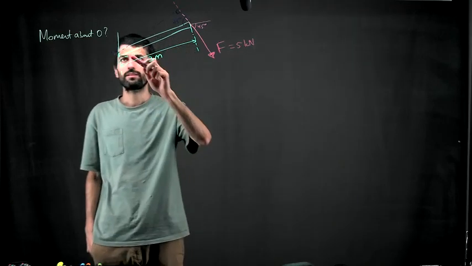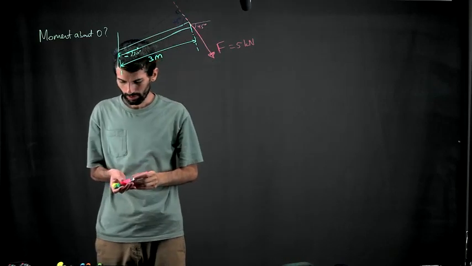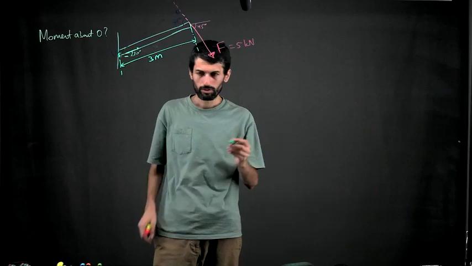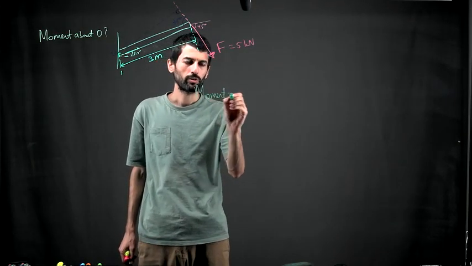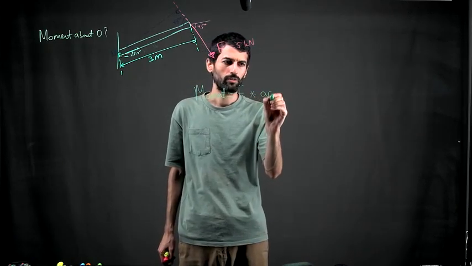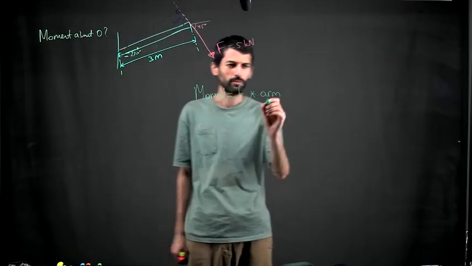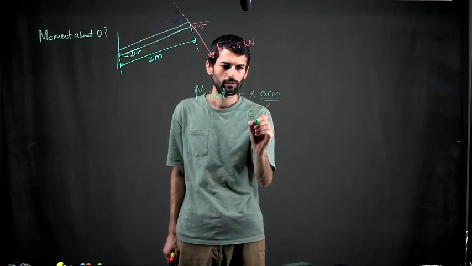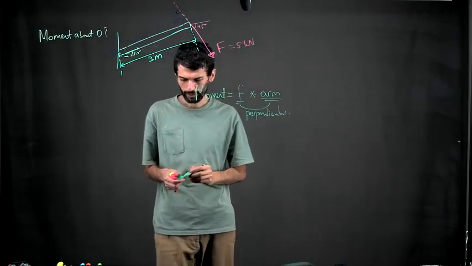It's also given that... let me talk about it later in the problem solution. So we have another angle which is 75 degrees. Okay, so we know that the moment will be the force times the arm. And the arm and the force should be perpendicular. Okay, so we talked about this one.